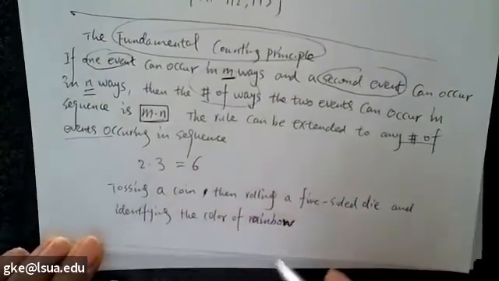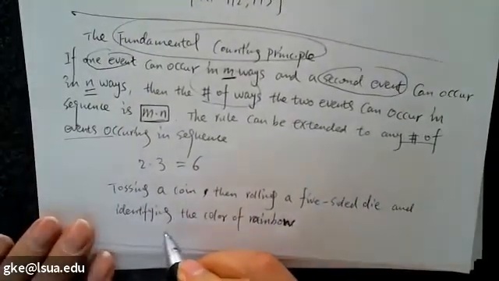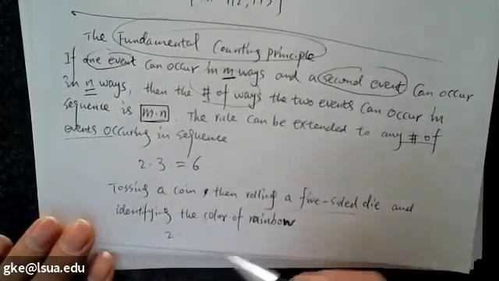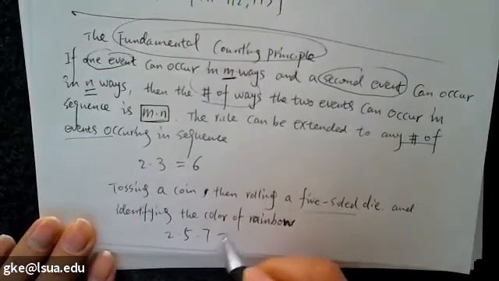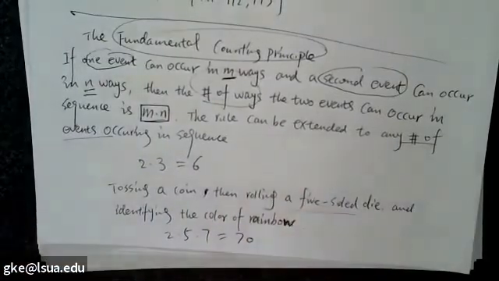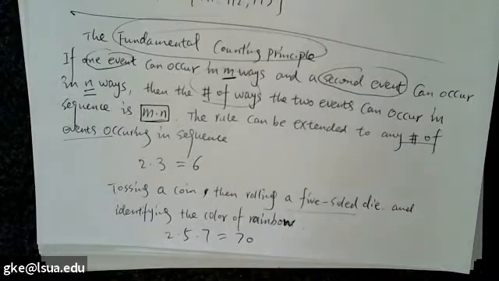So tossing a coin, we have how many ways? We have head or tail, 2 ways. A 5-sided die is 5. How many colors? 7. 70. Right. Very straightforward. Okay, now I'm gonna give you guys a little bit complicated example. Let's take a look. Another example.